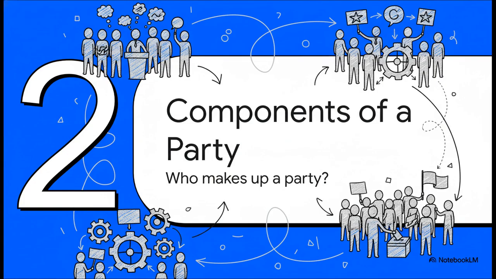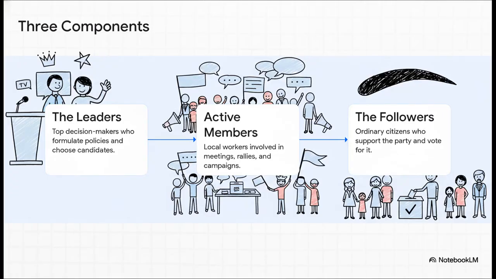All right, next we look at the components. A political party isn't just one person or a small group at the top. It's actually made of three distinct groups of people who all play a role. So first, you have the leaders. These are the top decision makers you see on TV, the ones who create the policies and select the candidates. Then you have the active members. These are the party workers in your own locality, the people who organize meetings and rallies. And finally, you have the followers. These are the millions of ordinary citizens, the voters, maybe even your own family members who support the party and vote for it. All three are absolutely essential.